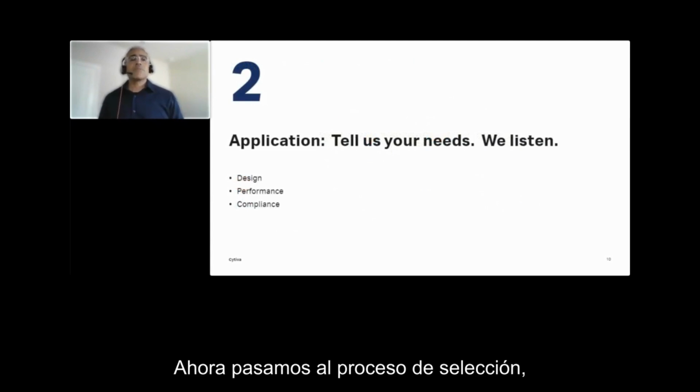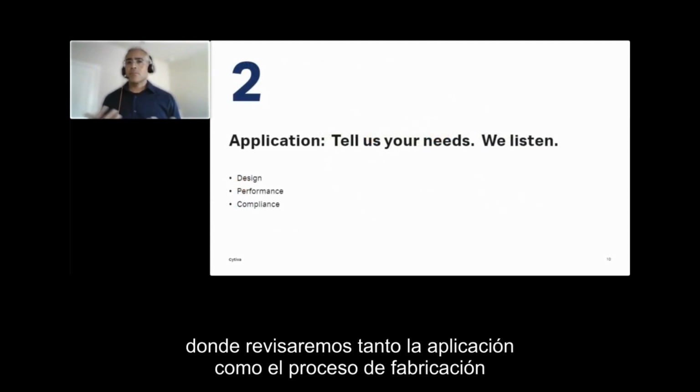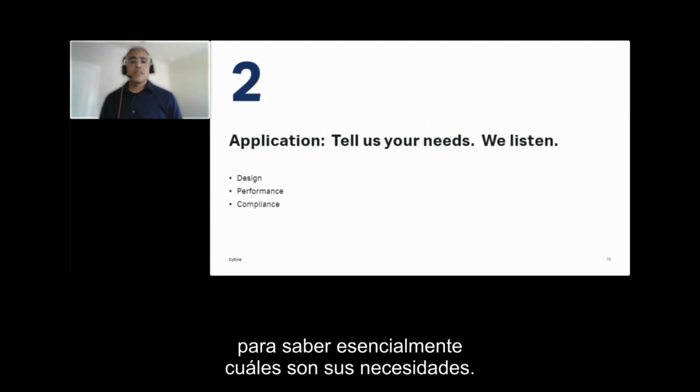So now we turn to the selection process where we'll review both the application and the manufacturing process to essentially tell us what the needs are.